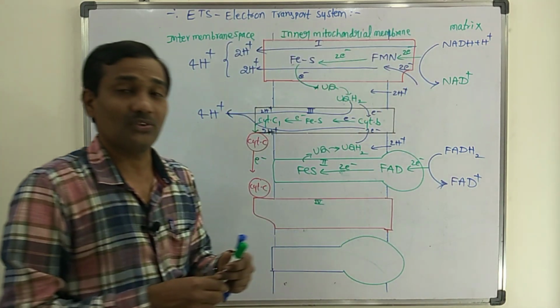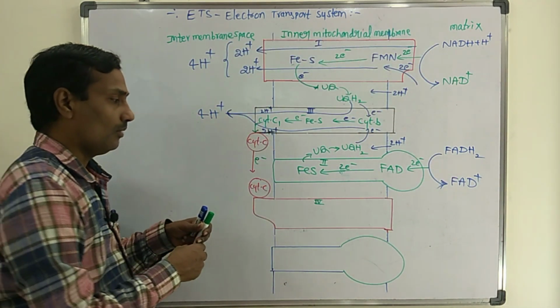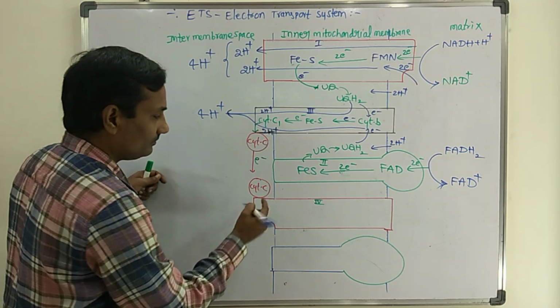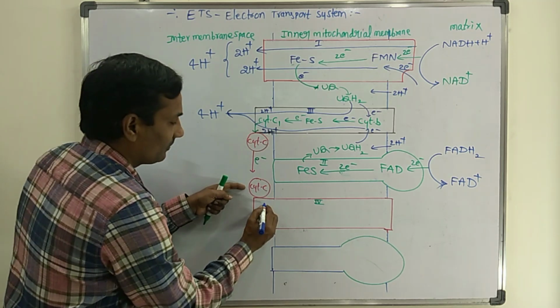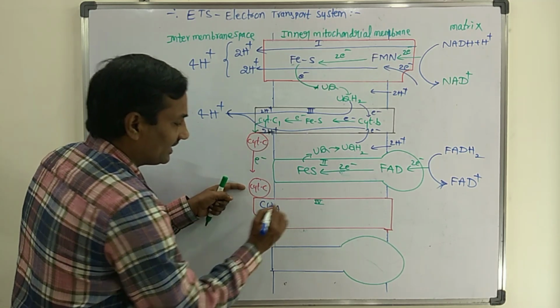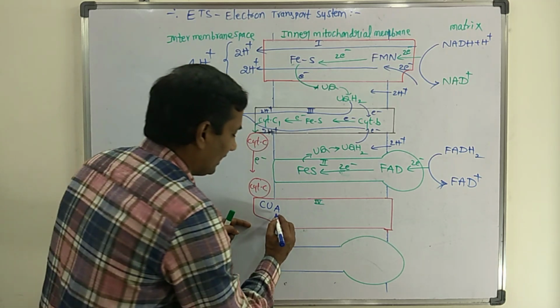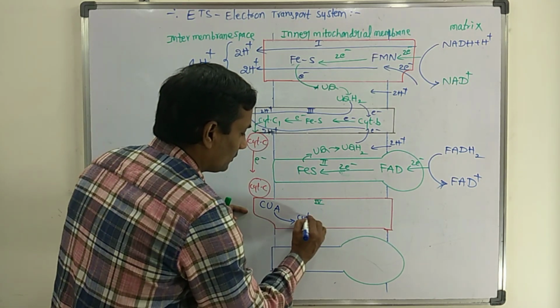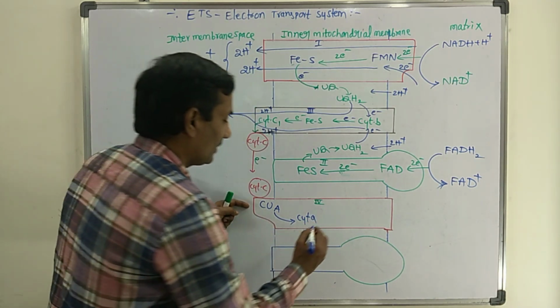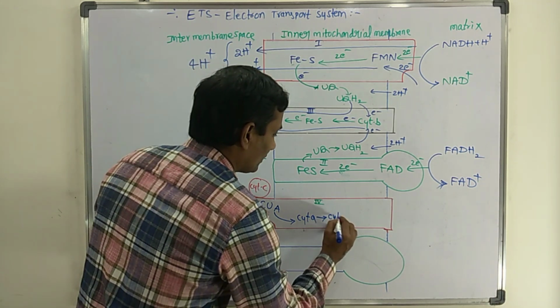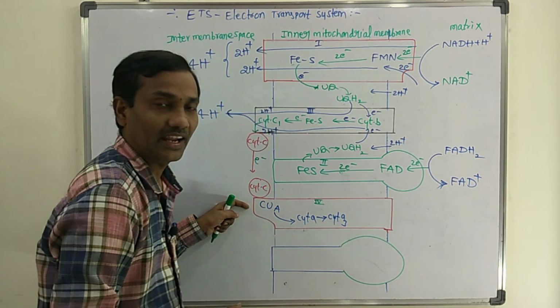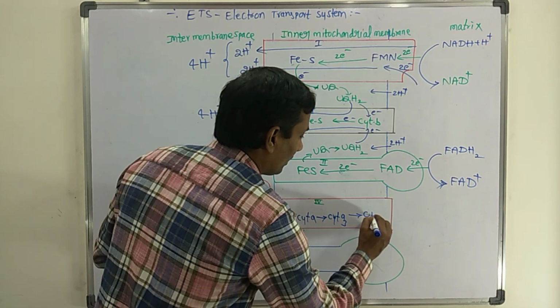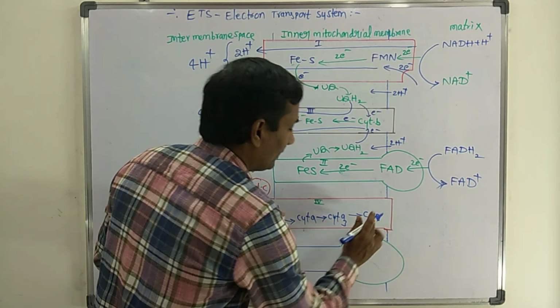In complex 4 there are a few components. It is complex 4, no? First, copper center A. Next, cytochrome A. Then cytochrome A3. Then copper center B.